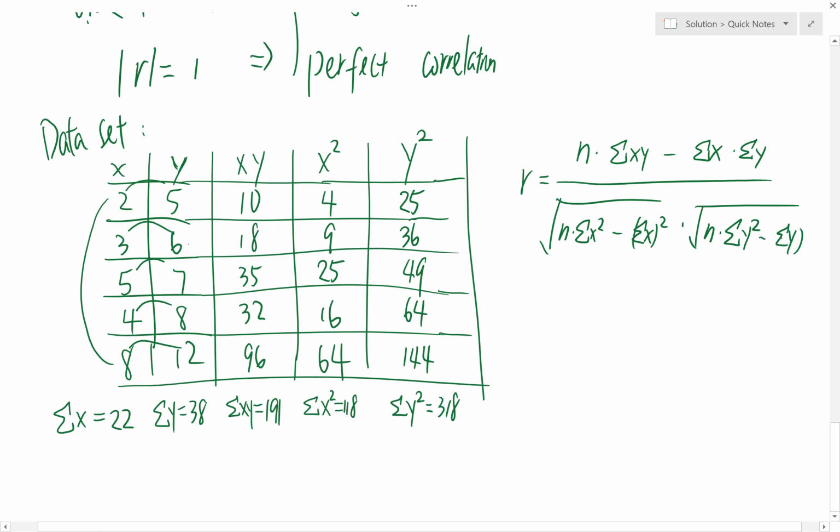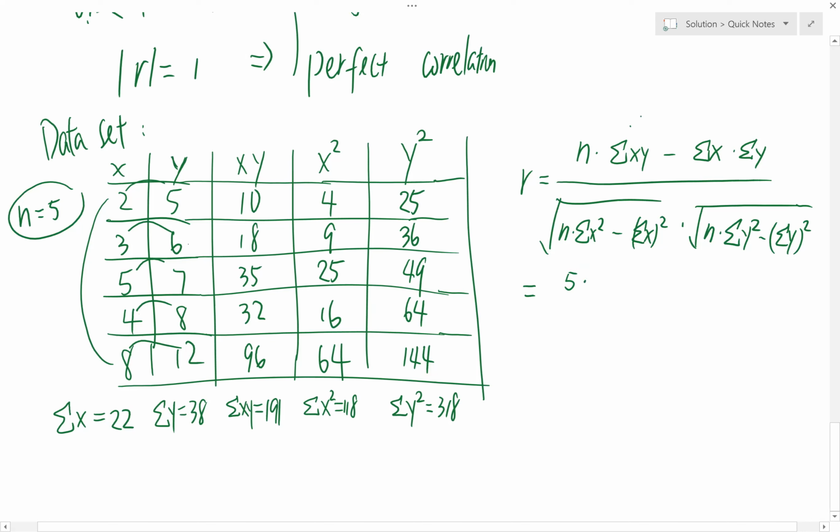Now all we have to do is just plug in all the given numbers, and then if you look at, we have 5 ordered pairs here, so n is equal to 5. Okay. You count how many x values, right? We have 5 x values. That means we have a sample size of 5. So now n becomes 5.